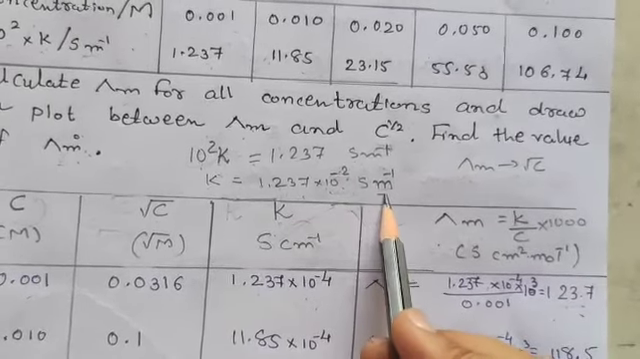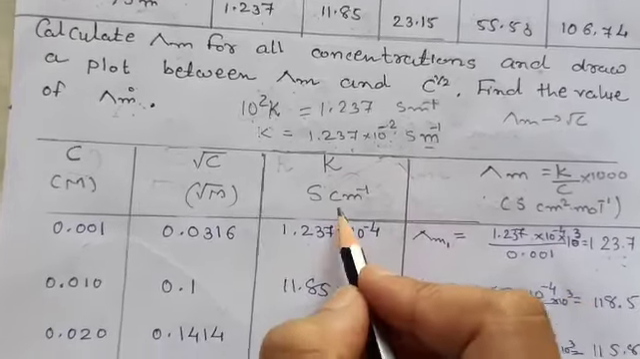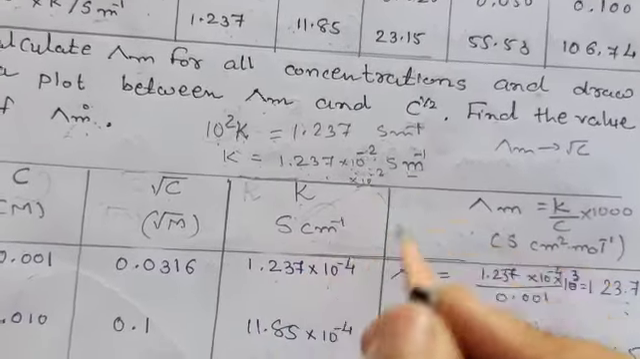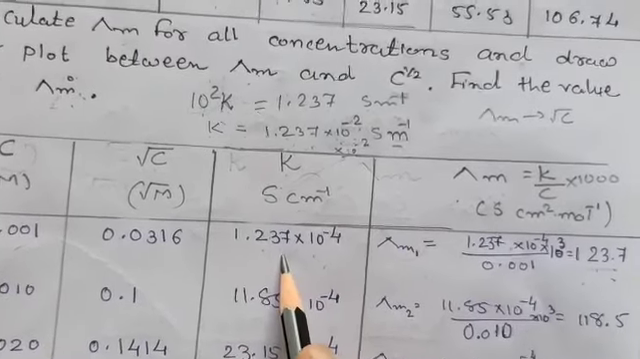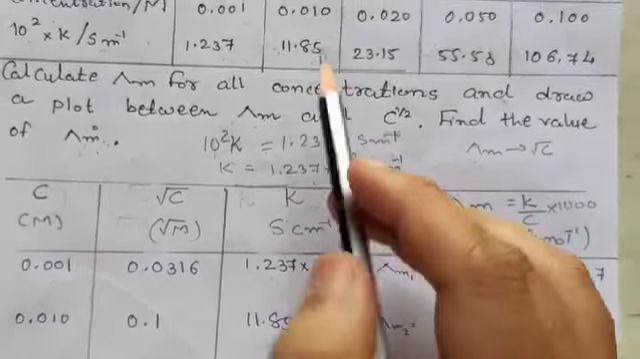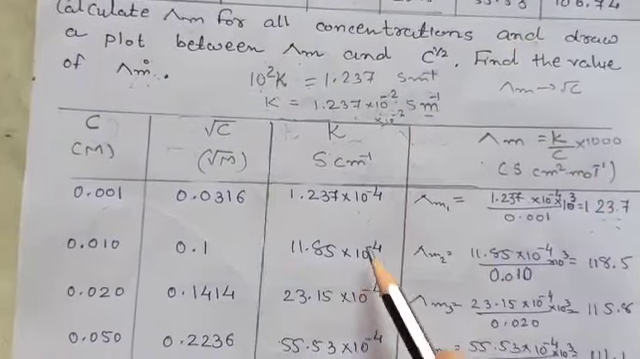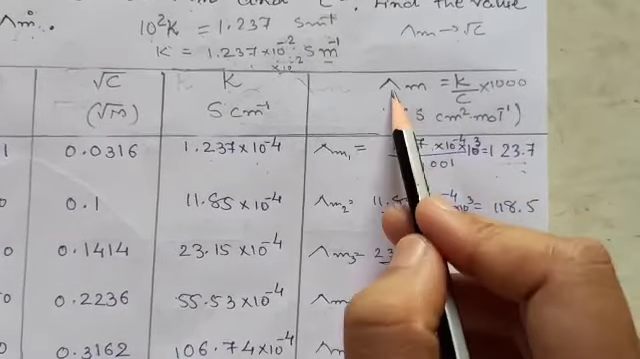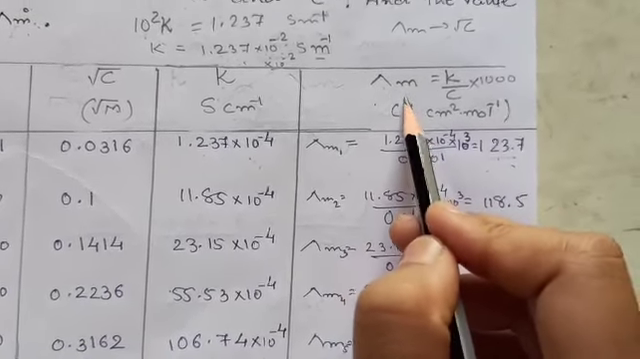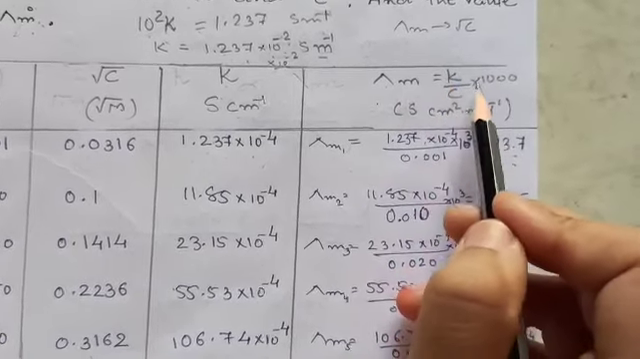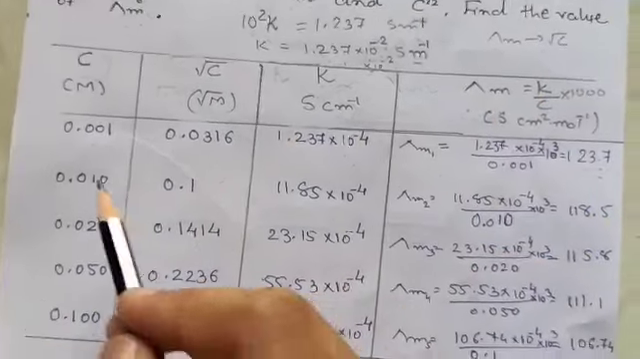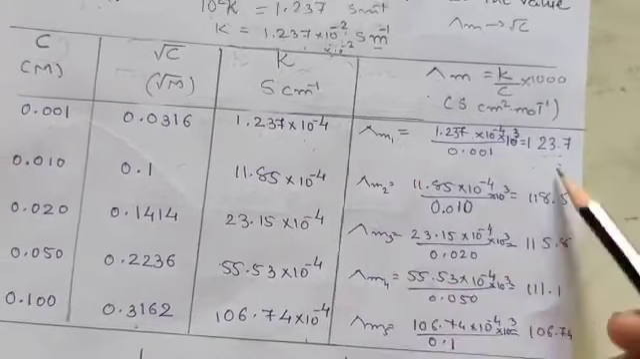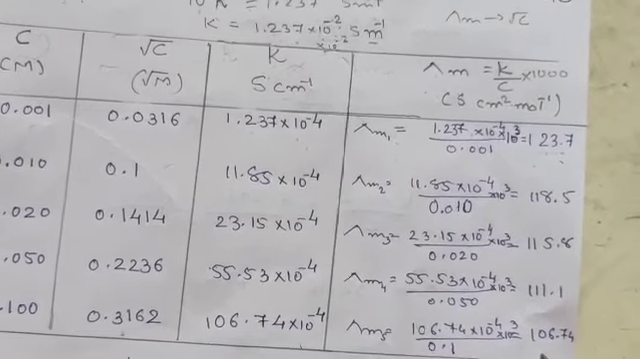Here the conductivity is given in meter inverse, we want it in centimeter inverse, so also multiply by 10 to the power minus 2, so you will get 1.237 into 10 to the power minus 4, right? So write that conductivity in terms of 10 to the power minus 4. Now we have to find the molar conductivity, which has the formula conductivity by concentration into 1000. For all the concentrations and conductivities, find the molar conductivity. These are the answers of molar conductivity.